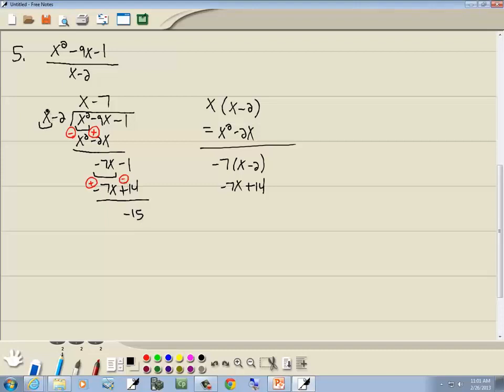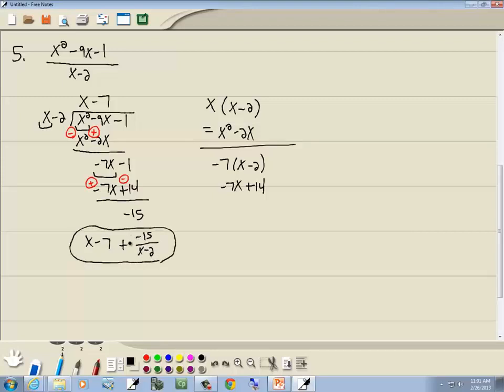Now, the degree of what we're dividing by, the x minus 2, degree is the largest power of x. So degree of this is 1, and degree of this is 0. When your degree down here is less than what you're dividing by, that's your remainder. So our answer is going to be x minus 7 plus negative 15 over what we're dividing by, which is x minus 2.